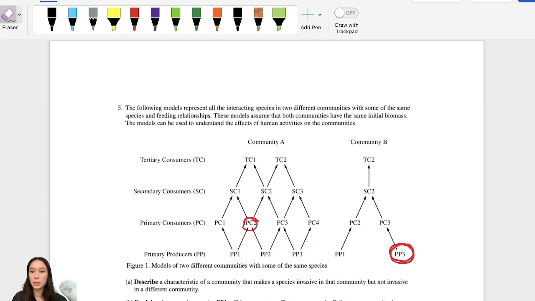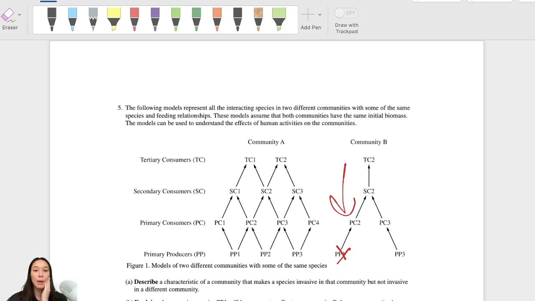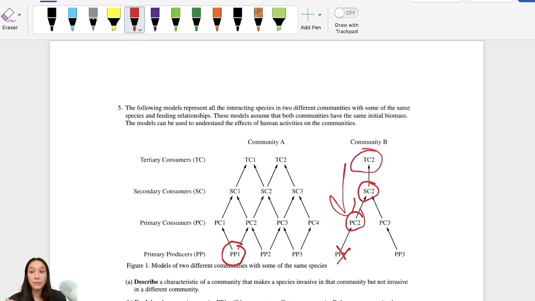Let's just erase this. So if I knock this one out, you are going to see a decrease in all of these. All of these are going to plummet, right? If I knock out PP1 here, I'm not decreasing the entire chain, right? Because this is going to affect this, is going to affect this, and it affects our top producer. Even though there's still a food source here, it's going to affect the numbers of our top producers, or sorry, our top consumers.